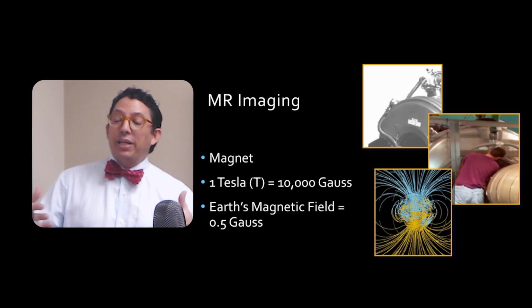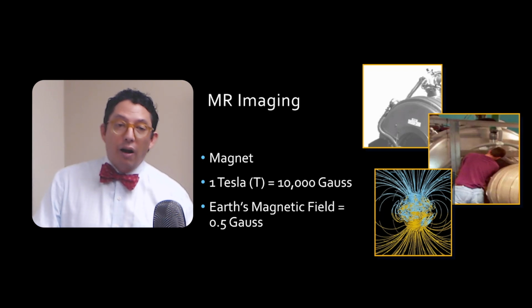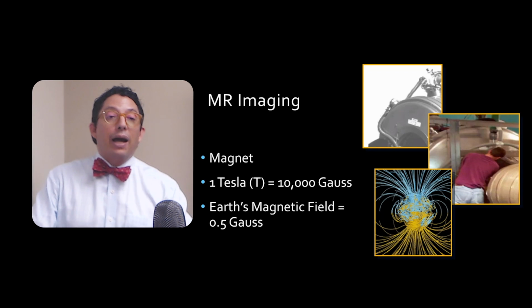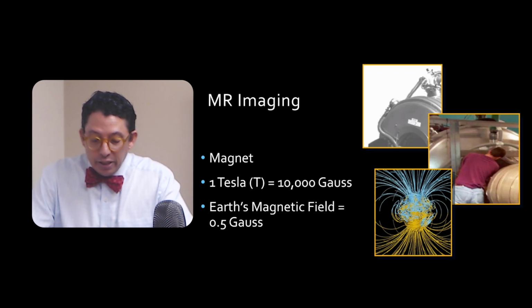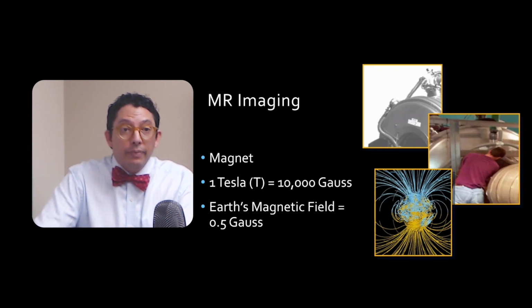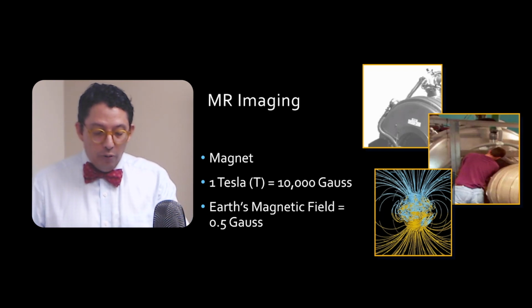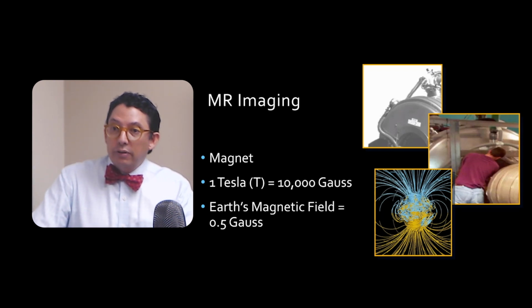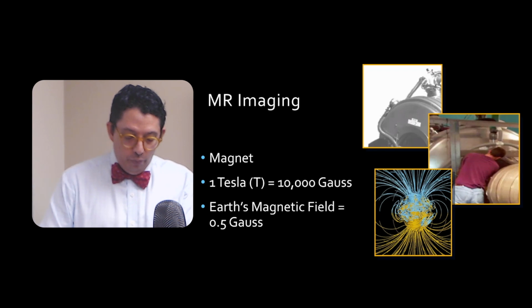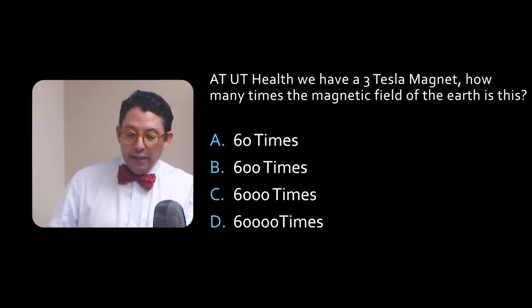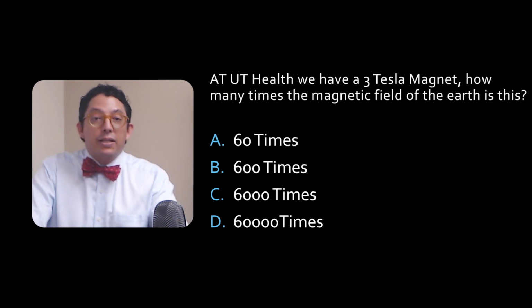And in your daily living, I'm sure you've seen a compass, and you can move the needle of a compass with the Earth's magnetism. The Earth's magnetism is half a Gauss. So when you're talking about one Tesla, you're talking about 20,000 times the magnetism of the Earth. If you come to the hospital and you're going to check out some of our magnets, we have a bunch of 3 Tesla magnets.